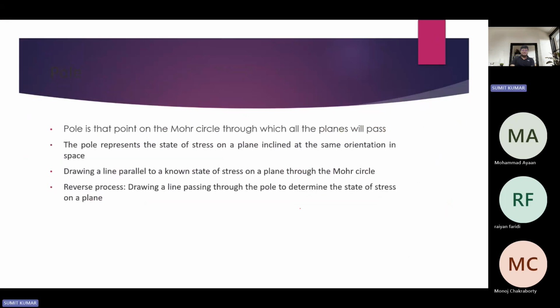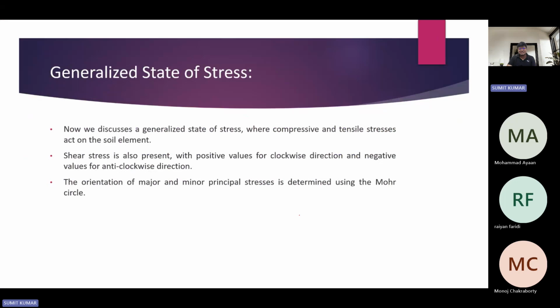Now, moving with the previous slide only, you can see that when we generalize a state of stress, we say that in a state of stress where the compressive and the tensile stress act on the soil element, the shear stress is also present, with a positive value for the clockwise direction and a negative value for the anti-clockwise direction. The orientation of the major and the minor principal stresses is determined using the Mohr circle, and the Mohr circle becomes one of the most important and very easy ways to calculate the stresses.